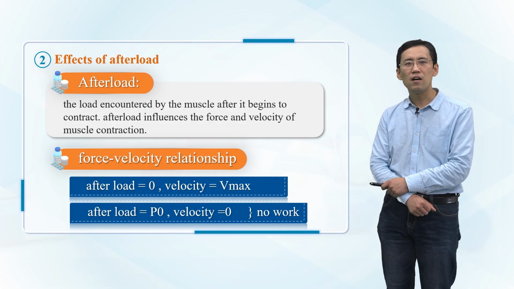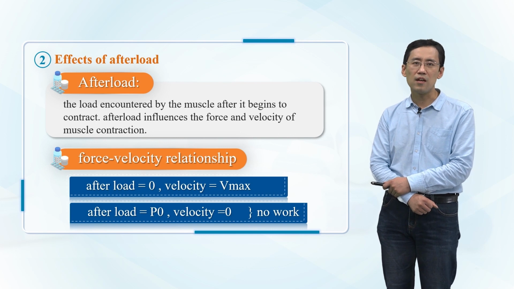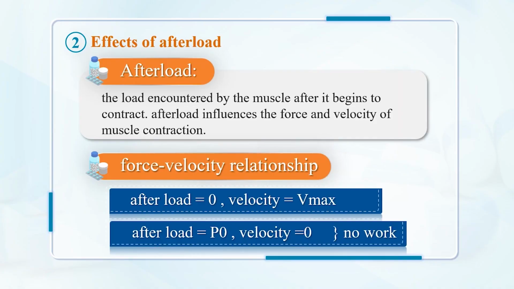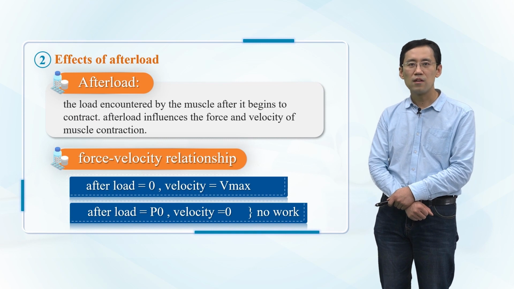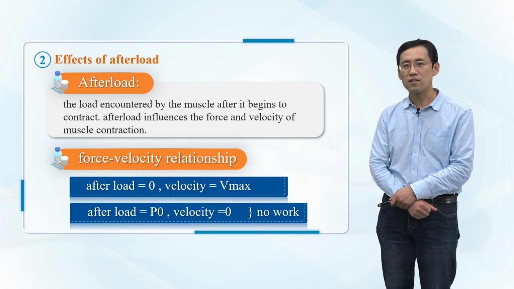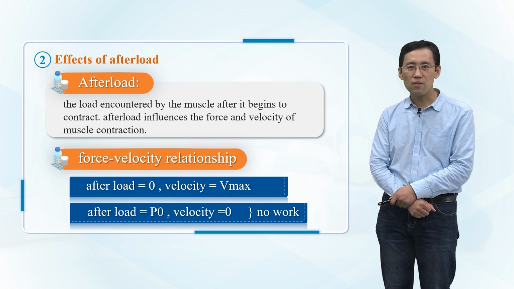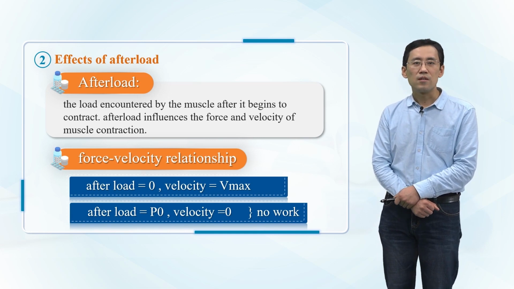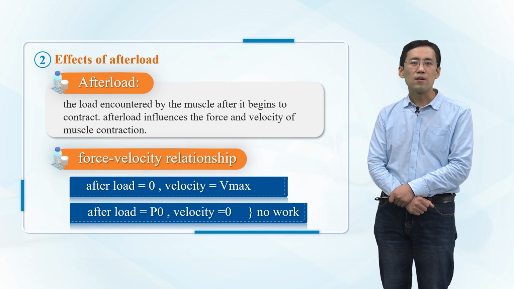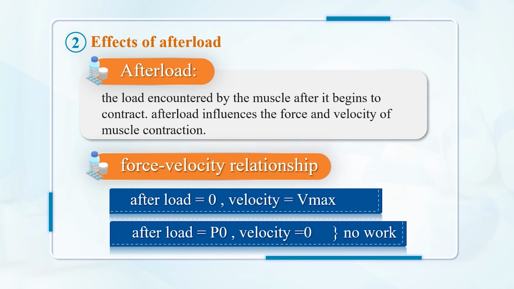The effect of afterload. The concept of afterload is the load encountered by the muscles after it begins to contract. Afterload influences the force and velocity of muscle contraction. The force-velocity relationship: if the afterload is 0, the velocity reaches V max, and when the afterload equals P0, that means without any length change, there's no velocity. The velocity is 0 and no work is produced.